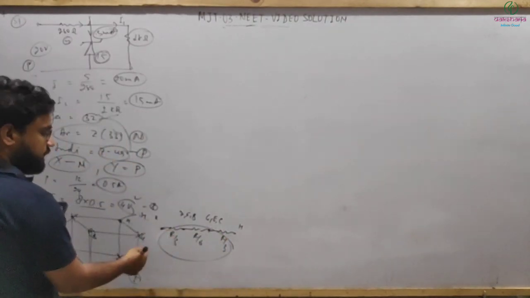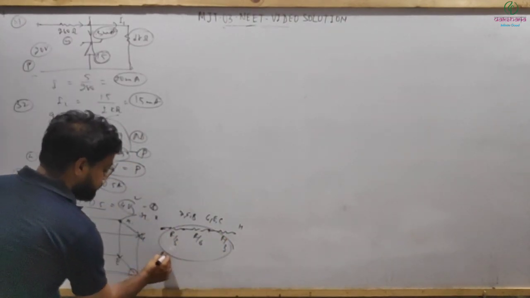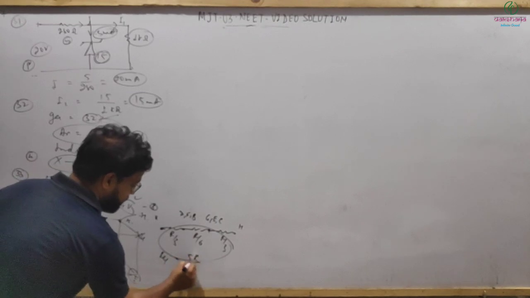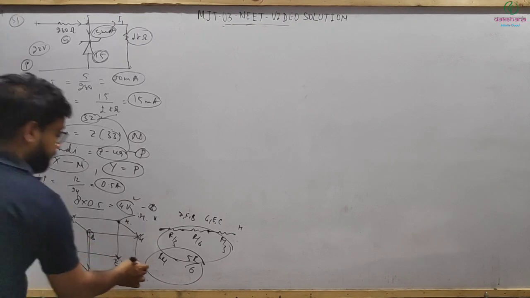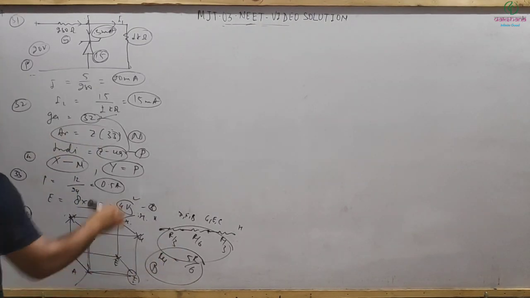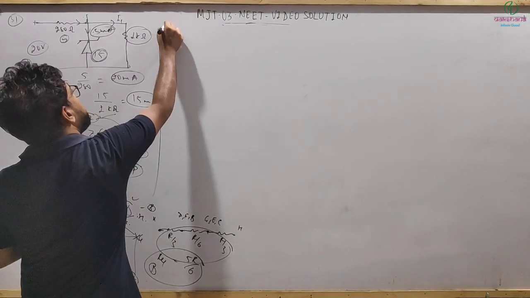Simply, R equivalent, all in series. Solving it, R equivalent comes out to be 5R by 6. This is the answer, matching with option number 1. Next, question number 35.